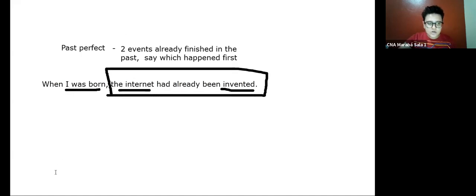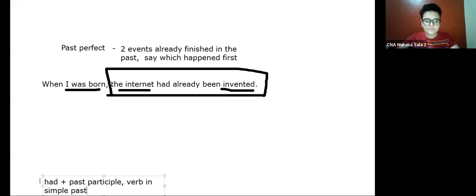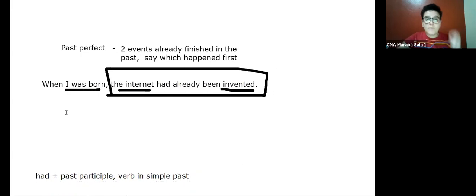The structure of the past perfect is had plus past participle and verb in the simple past. But the order is not important. The order does not influence the meaning of the sentence.